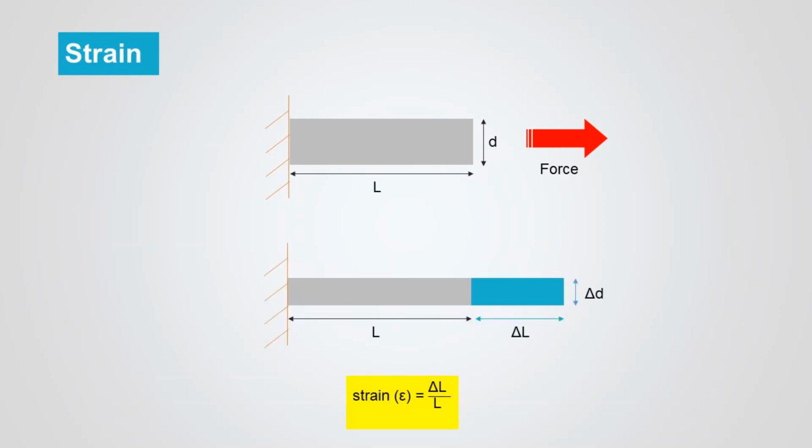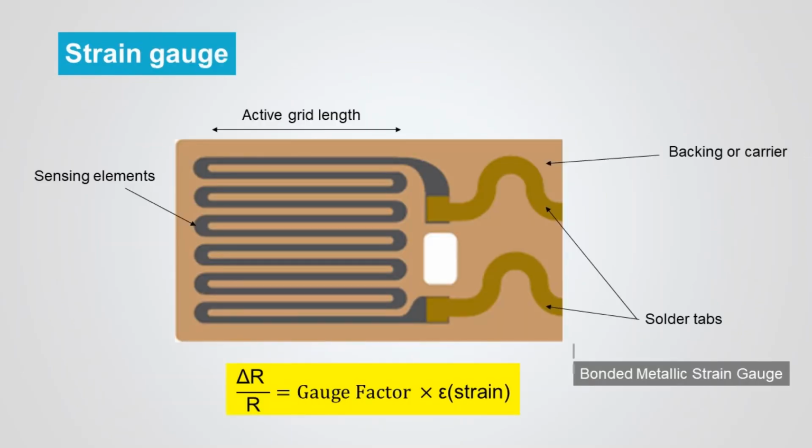More specifically, the strain is defined as the fractional change in length. Strain can be positive, tensile, or negative, compressive. The metallic strain gauge consists of a very fine wire or, more commonly, metallic foil arranged in a grid pattern on an elastic backing or carrier.